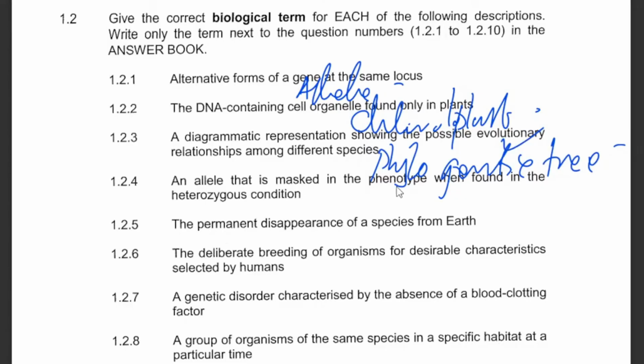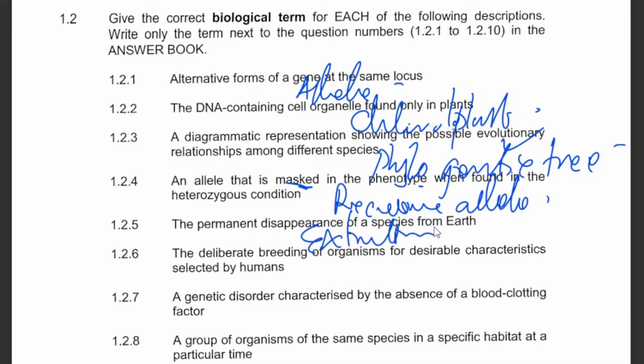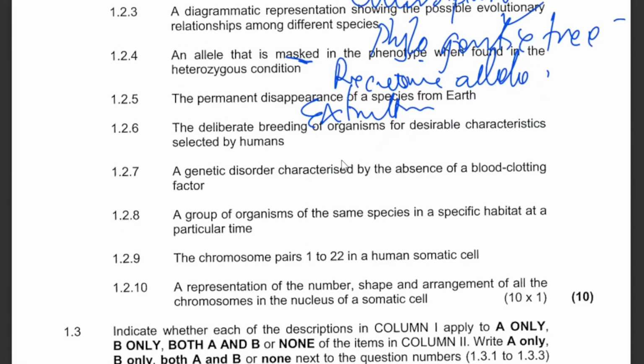Allele that is masked in the phenotype. Masked meaning that if the president is there, the vice president cannot talk, meaning that there is that allele which is being masked. So we call it a recessive allele. They're saying the permanent disappearance of species, we call it extinction. The deliberate breeding of organisms for desirable characteristics, we call it artificial selection or selective breeding.